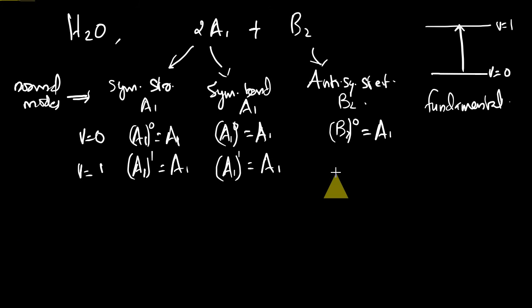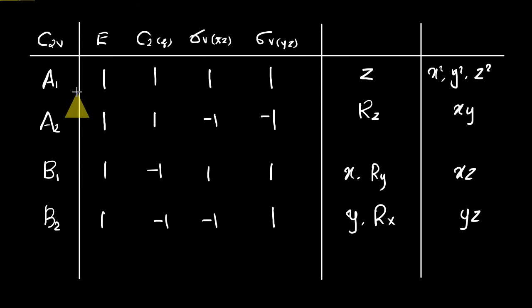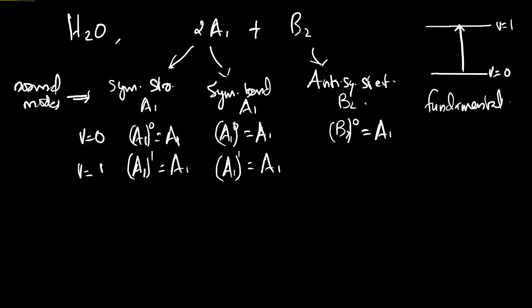So B2 raised to 0 is equal to 1, 1, 1, 1, and 1, 1, 1, 1 corresponds to A1 symmetry, right? That is what is written here. B2 raised to 0 is equal to A1 symmetry. It means that the ground vibrational level in the anti-symmetric stretching also has the A1 symmetry. Okay. What about the first excited vibration level, or v is equal to 1? B2 raised to 1. That is the excited state. There it is equal to B2.